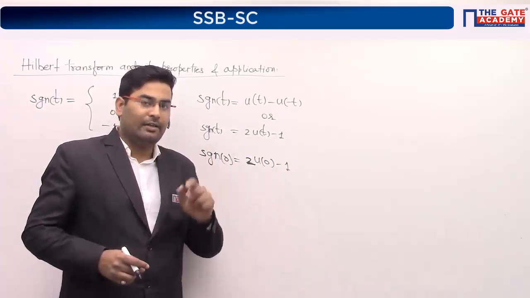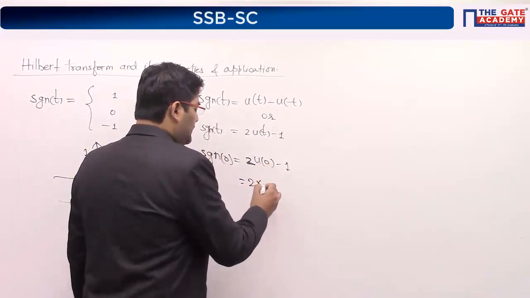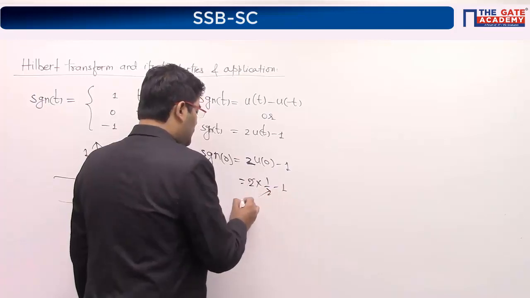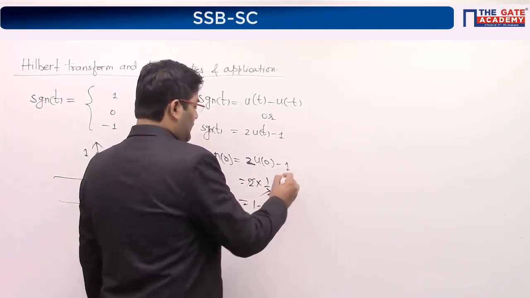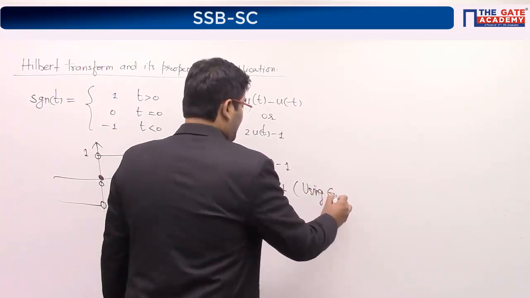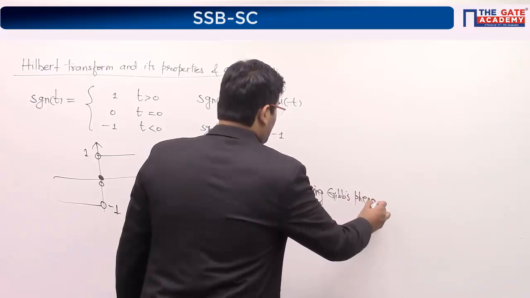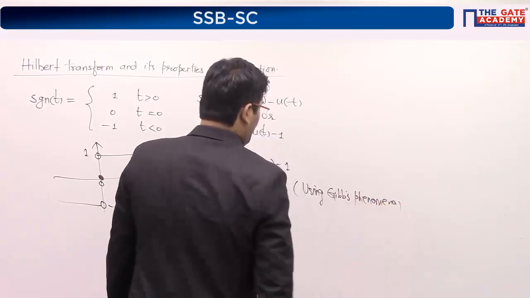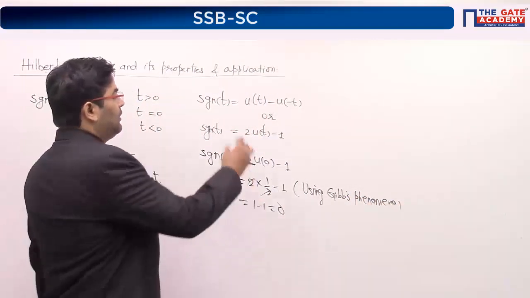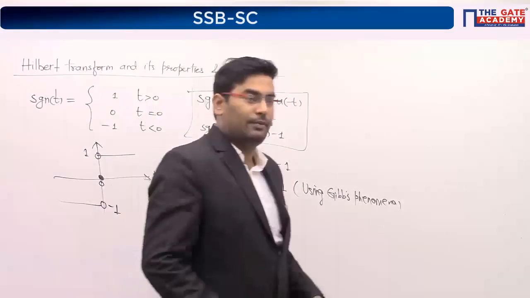Signum t at t equal to 0 is 0. If you use the Gibbs phenomenon, Gibbs says u(0) is half, so 1 minus 1 is 0. This is only possible if you are using the Gibbs phenomenon. That is the mathematical definition of u(t). Please write it down. This is also very important. I just proved one result.